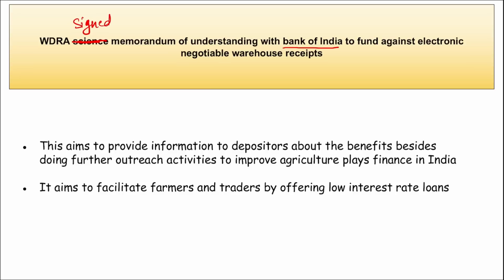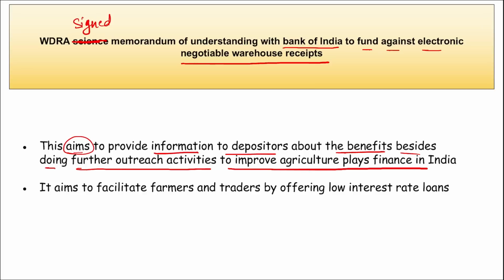With Bank of India to fund against electronic negotiable warehouse receipts. I repeat, WDRA, Warehousing Development Regulatory Authority. They signed an MOU with Bank of India, and it was to fund for electronic negotiable warehouse receipts. The aim here is to provide information to the depositors about the benefits, besides doing further outreach activities to improve agriculture finance in India. Also, this aims to facilitate farmers and traders by offering low interest rates on the loans.